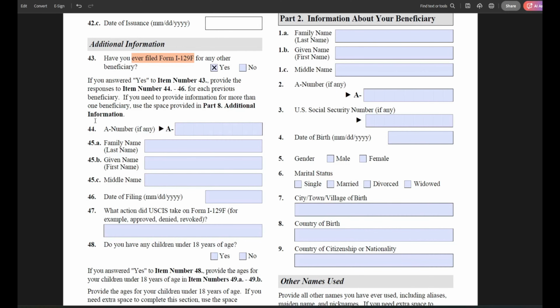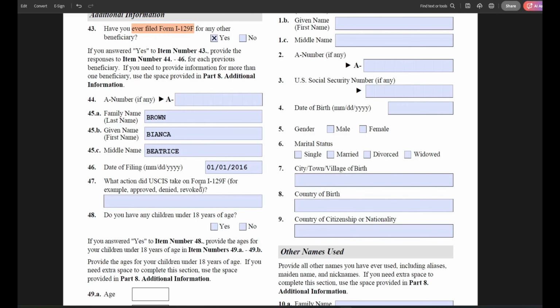We will need to provide the following information for this beneficiary: when you filed this petition and what action USCIS took. Was the petition approved? Was it denied, revoked? But let's say, for example, you began this petition and then you withdrew it before there was a decision on this case. Then you can say, for example, withdrawn.